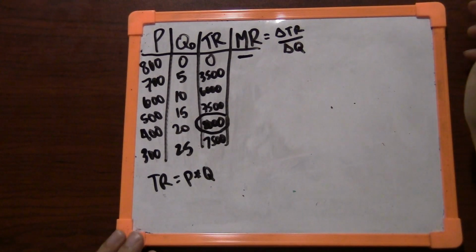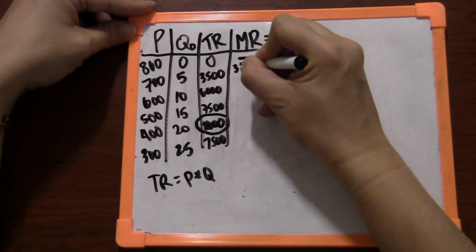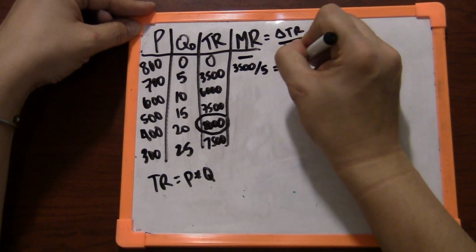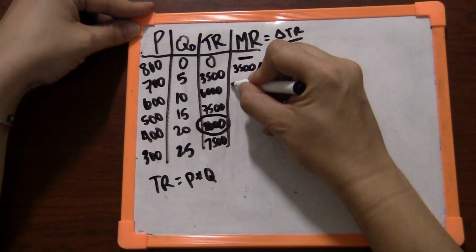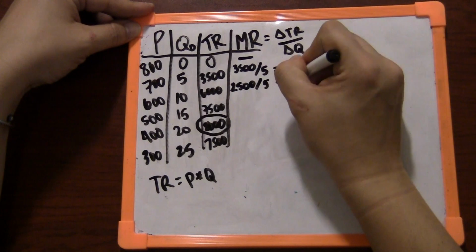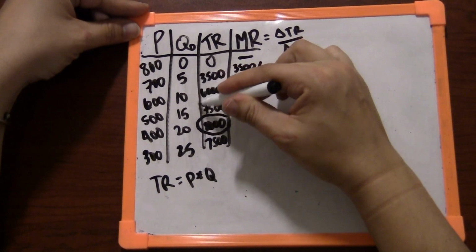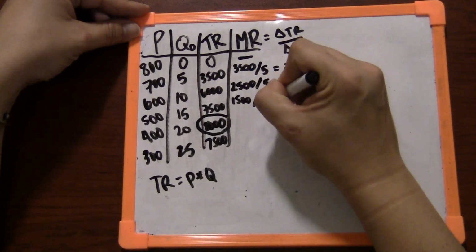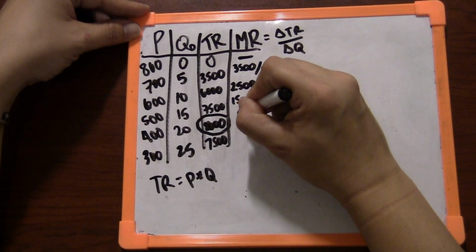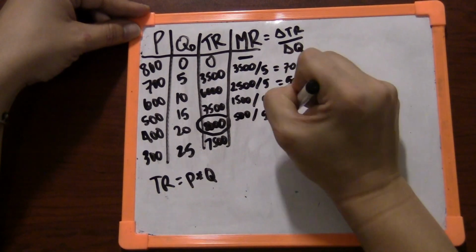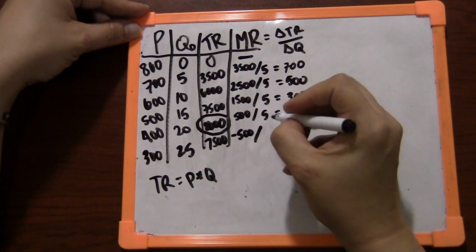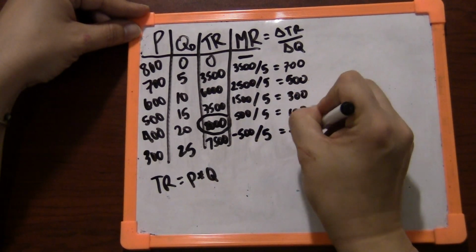So we can't calculate it at 0, but between 0 and 5, the total revenue goes up by $3,500, while the quantity goes up by 5. So $3,500 divided by 5 is $700. Between 5 and 10, total revenue goes up by $2,500, total output goes up by 5, so $500. Between 10 and 15 units, total revenue goes up by $1,500, total output goes up by 5, so $300. Between 15 and 20 units, total revenue goes up by $500, total output goes up by 5, so $100. And between 20 and 25 units, total revenue drops by $500, total output goes up by 5, so negative $100.